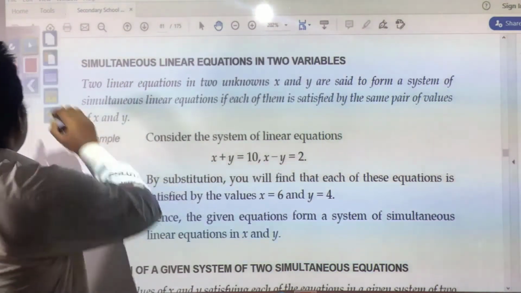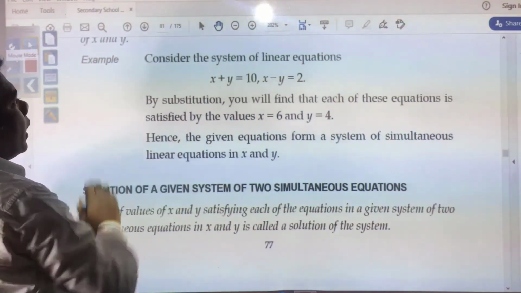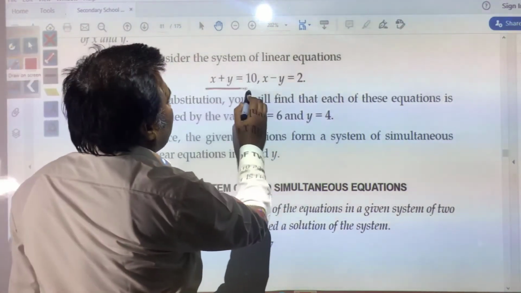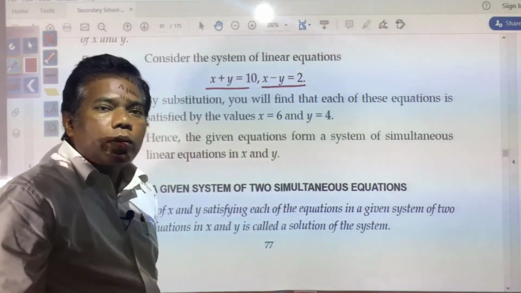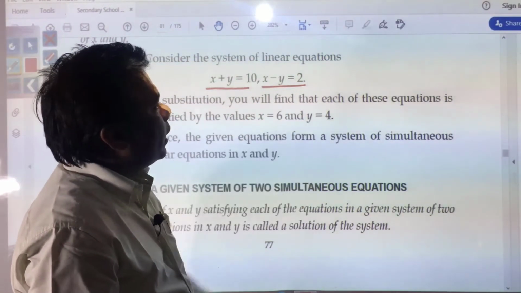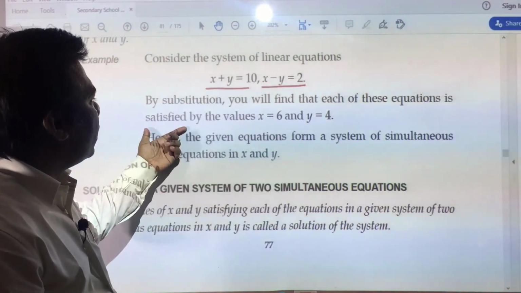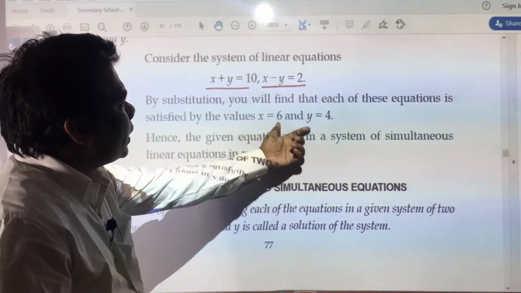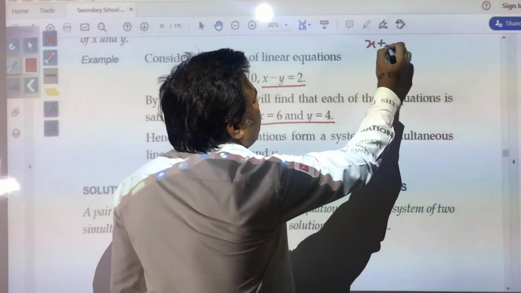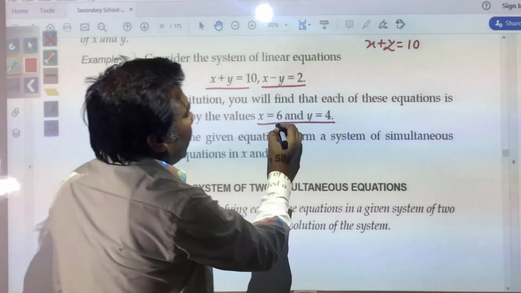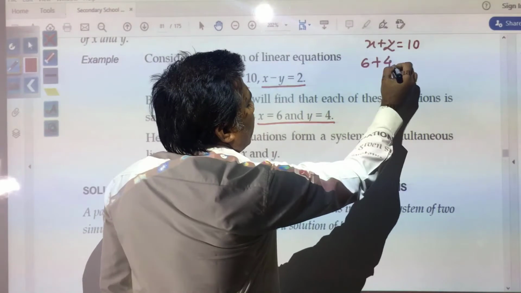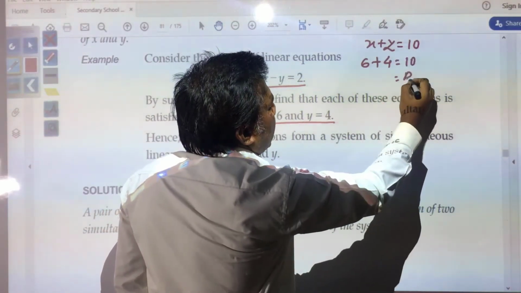Here, consider the system of linear equations x plus y is equal to 10 and x minus y is equal to 2. By substitution, you will find that each of these equations is satisfied by the values x is equal to 6 and y is equal to 4. Just check. Suppose you have x plus y is equal to 10. If you put x is equal to 6 and y is equal to 4, you get 10, which is the RHS.